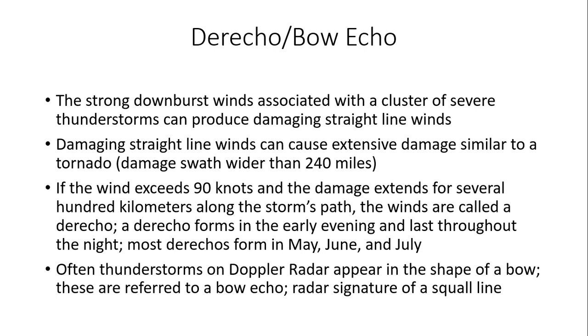Now, if the wind exceeds 90 knots and the damage extends for several hundred kilometers along the storm's path, the winds are called a derecho. Now, a derecho forms in the early evening and lasts throughout the night. Most derechos form, climatologically speaking, in the months of May, June, and July. And often, thunderstorms on Doppler radar appear in the shape of a bow. All right, that is known as a bow echo.